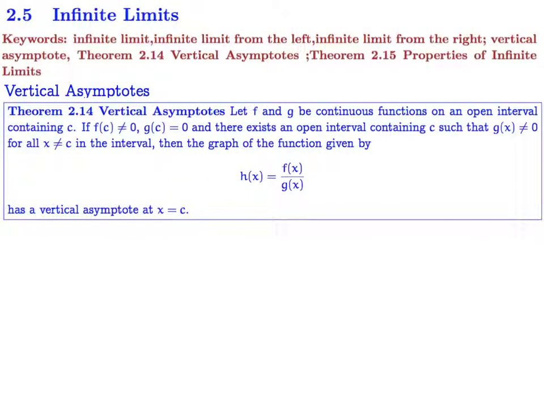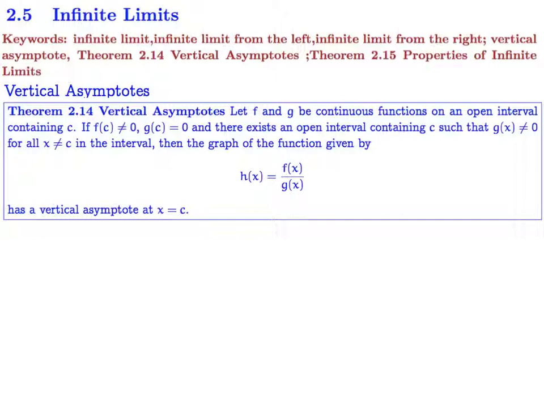So here's a theorem that tells us how we can find some vertical asymptotes if we have a function. Let's suppose we have f and g, nice continuous functions, on an open interval containing a point c. If f of c is not 0 and g of c is 0, and there exists an open interval containing c such that g of x is not equal to 0 for all x other than c in that interval, then the graph of the function given by h of x equals f of x divided by g of x has a vertical asymptote at x equals c.